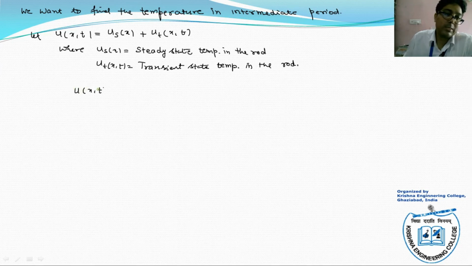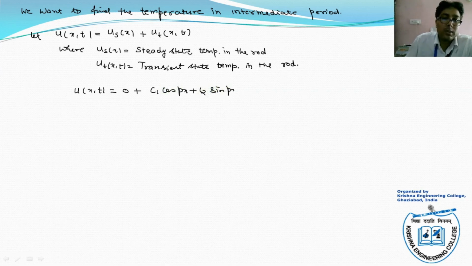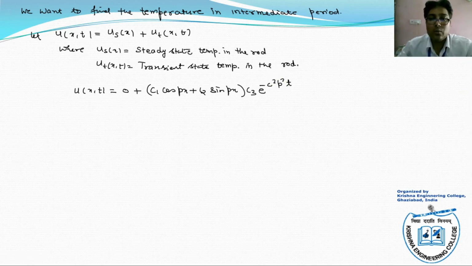The value of u_s(x) is 0. So u(x, t) is equal to 0 plus, we know the transient state temperature, that means (C1 cos px + C2 sin px) into C3 e to the power minus c square p square t. Clear? This is equation number 5.